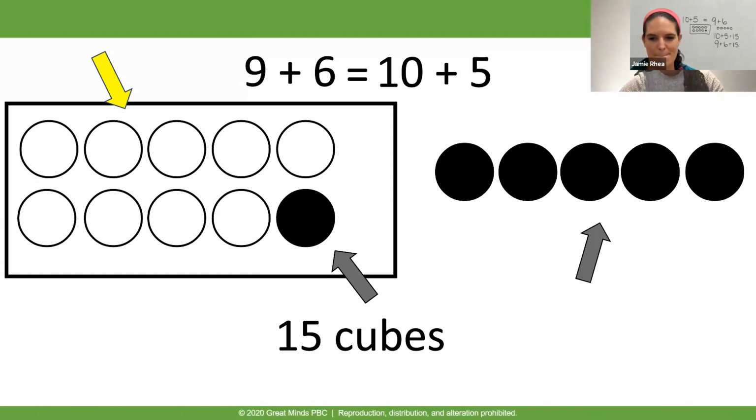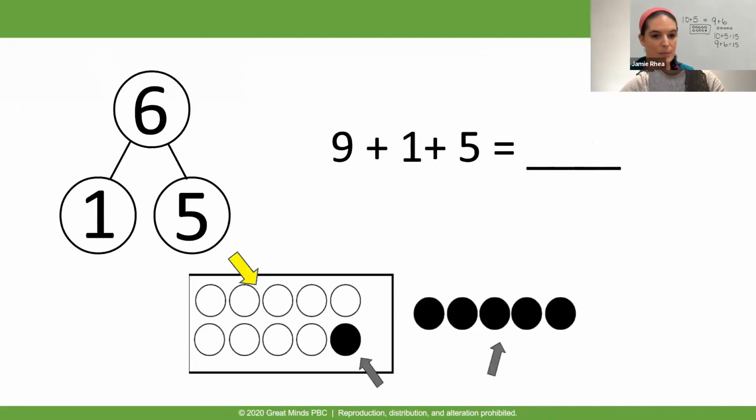Let's show how we broke down 6 in a number bond. Okay, so let's look at our number bond. How would we make that? If we had 6, we broke our number bond into 1 and 5. So now we could say 9 plus 1 plus 5 equals, okay? That's where we're getting those 3 numbers. The 9 plus the 1 we had and the 5 that were left over from the 6.